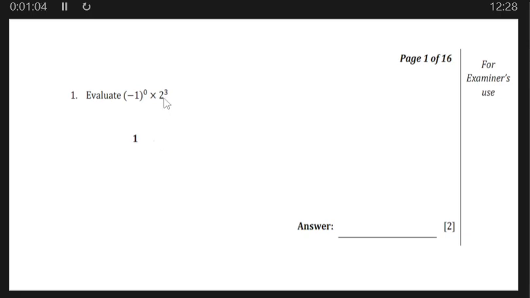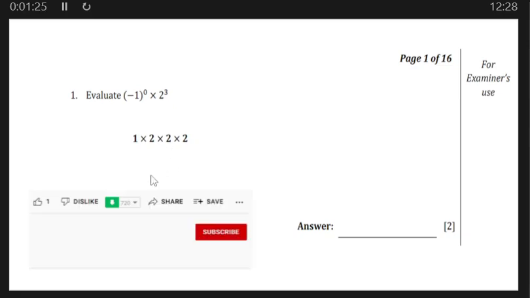Then 2 to the power 3 means that you multiply 2 by itself 3 times. So you have 2 times 2 times 2, which will give you 8. So this simply means our answer here is 8. All right, so let's go to the next question, question 2.